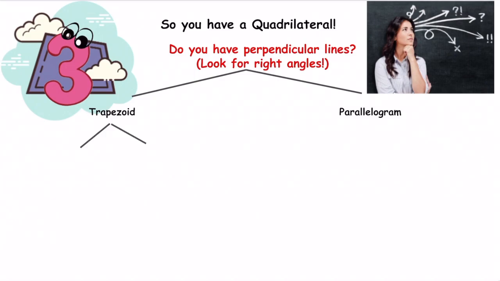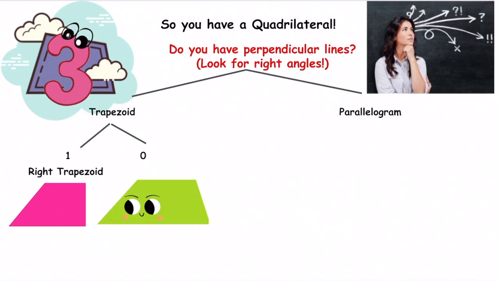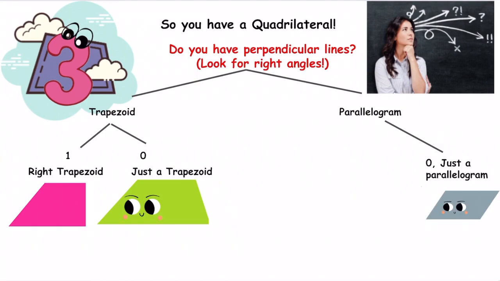Now, with trapezoids, you might have 1 set of parallel lines, or you'll have none. So if you see 1 set of parallel lines like this little guy, you can see it makes a nice right angle in that bottom right corner. We call this a right trapezoid because it has a right angle. Makes sense. Now, if it doesn't have any right angles, again, it's just a trapezoid. Let's look at parallelograms. If you have no perpendicular lines, well, you just got yourself a regular parallelogram.